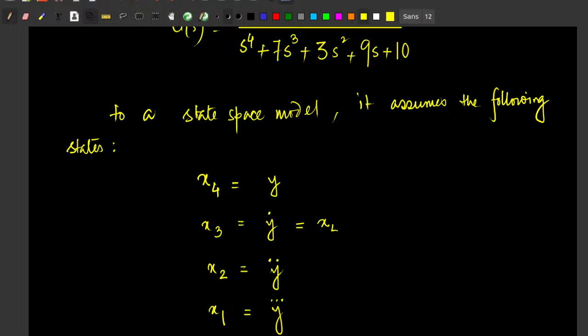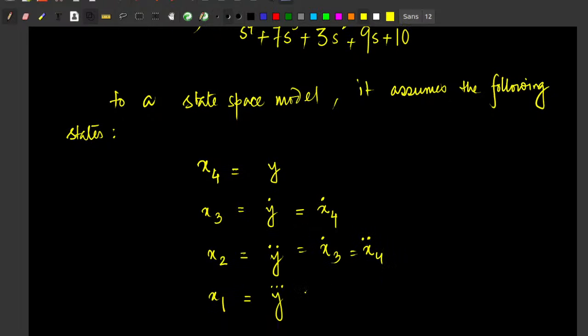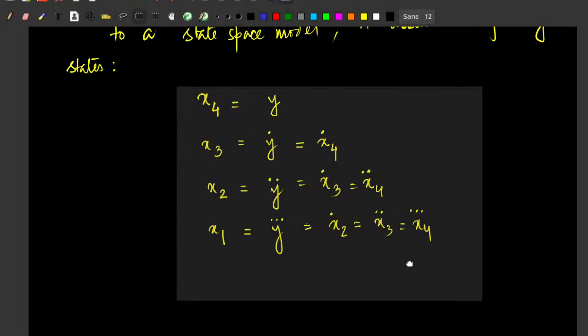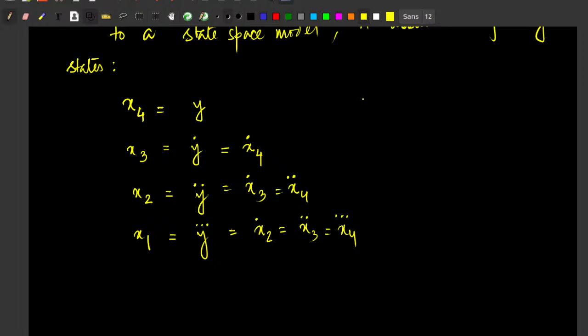Okay, so this is going to be x4 dot, this is going to be x3 dot, but also equal to x4 double dot, and this is going to be x2 dot, sorry, x2 dot, which is going to be x3 double dot, which is going to be x4 triple dot. Okay, so this is the assumption they are making, and thus their output y, u is still the input, y is still the output.